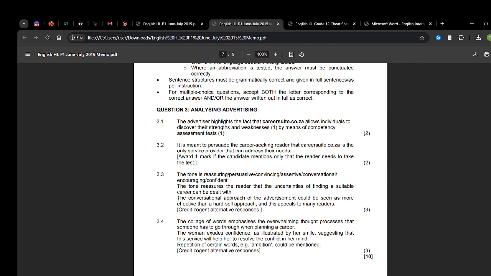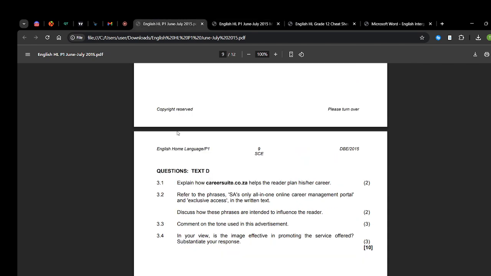Then they end by saying, if you chose reassuring as your tone, here's the proof for how it is reassuring. If you chose conversational, here's the proof for how this tone is conversational. Obviously they can't give answers for each and every word you might say, but that's exactly how you get your 3 marks. I hope everyone is happy. Is everyone happy? Good. I think we can leave that answer sheet now.